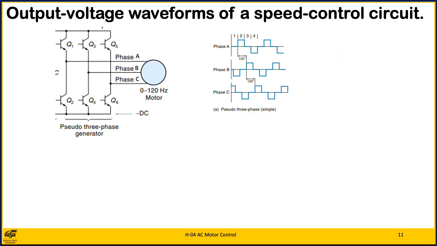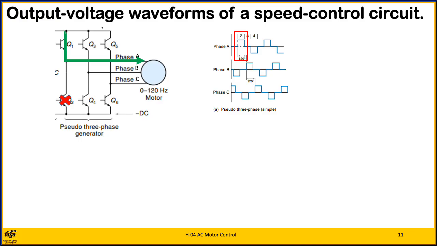Figure A shows the simplest 3-phase output voltage waveforms that can be made from this circuit. In particular, notice the phase A voltage waveform. During time period 1, both transistors Q1 and Q2 are off, so the output, which is taken from between the transistors, is neither positive or negative.